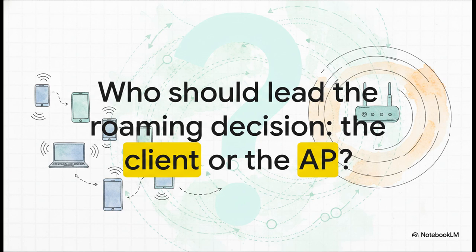As all of our networks and devices get smarter and smarter, this whole client-side tuning thing is only going to get more important. So in the future, who should be calling the shots on that split-second roaming decision? Should it be the client, which only knows what it can see? Or should it be the access point, which has a bird's-eye view of the entire network? Seriously, the answer to that question is going to shape the future of wireless.